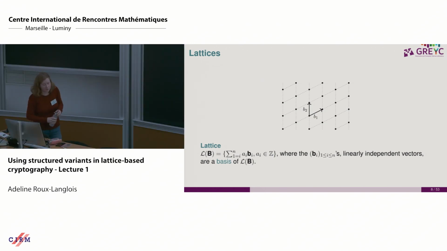So this is an example in dimension 2 with a basis. A lattice is a discrete subgroup of R^n, and you can always define it with a basis. My basis is written as the b_i, which are linearly independent vectors, and the lattice is defined by their integer linear combinations, with a_i in Z. So we'll see examples in dimension 2, but what we are considering in cryptography are much larger lattices of dimension n, much bigger than that.